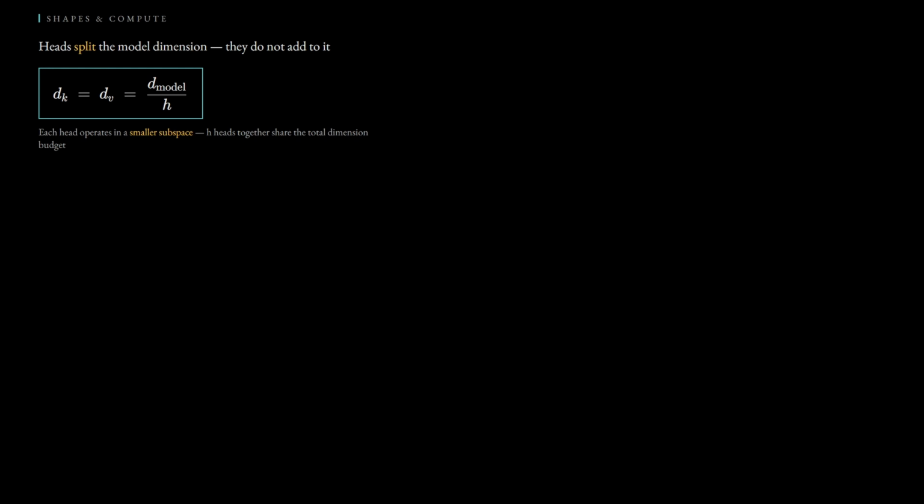Each head does not get the full d model width. Each head gets a d model divided by h width slice of it. The total dimension budget is fixed. It is divided equally among all heads. This is what "split the model dimension" means in the slide heading. The heads are not doing extra work. They are dividing the existing work into smaller parallel pieces.